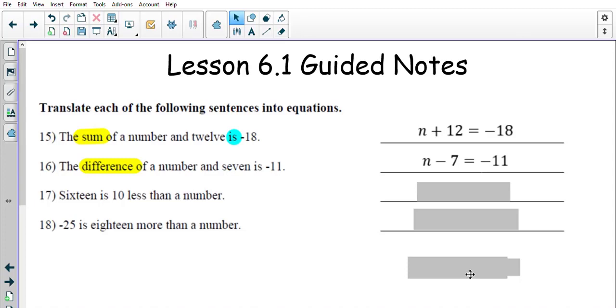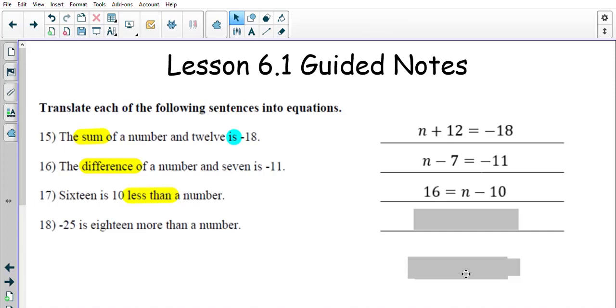Number 17, it says 16 is 10 less than a number. Less than is not the less than symbol here, although we will see that in the second half of our unit. Less than represents subtraction. So 16 equals, and then 10 less than a number means taking 10 away from a number. So we're going to have 16 equals n, our variable, minus 10. So we have 16 equals n minus 10 for our equation.